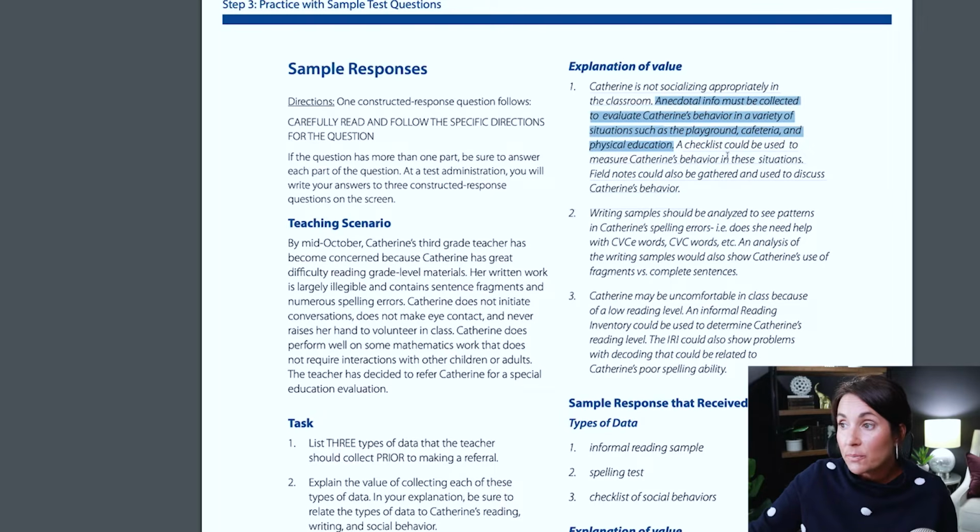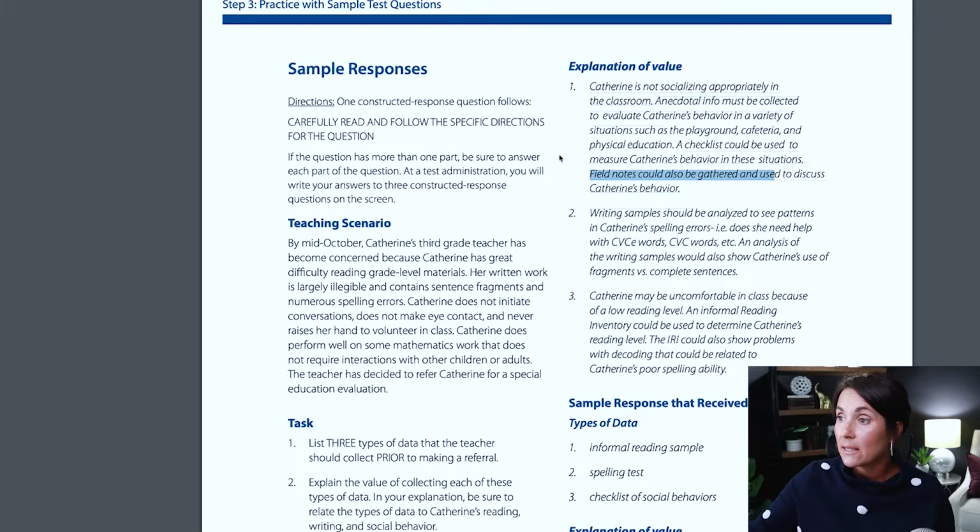A checklist could be used to measure Catherine's behavior in these situations. Field notes could also be gathered. Two more specific examples. So right here, the explanation of value is very good because not only did I tell you why I'm collecting it, but I'm also giving you specific examples as to what I'm collecting. All right. Now let's look at number 2.